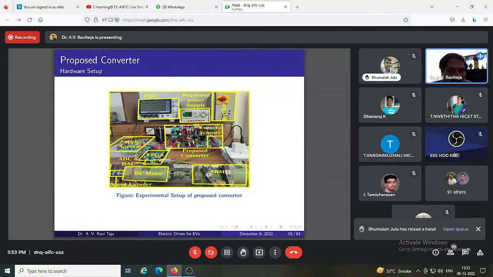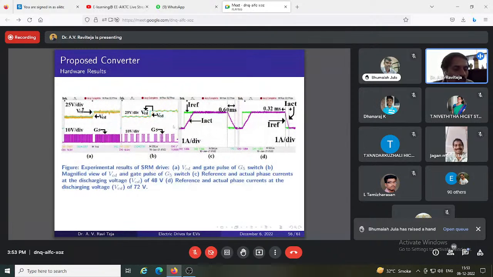We use an FPGA digital controller. This is the converter, also designed in the lab. For a change in the VCD reference, we are able to track the VCD. And if you observe, higher VCD means more negative voltage I am applying for discharging the winding. So when I increase VCD, the 0.6 millisecond discharge time became only 0.32 millisecond. The higher the voltage you apply, the faster the winding will discharge. So it discharged faster.